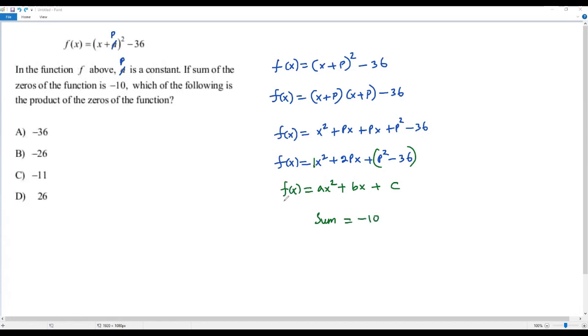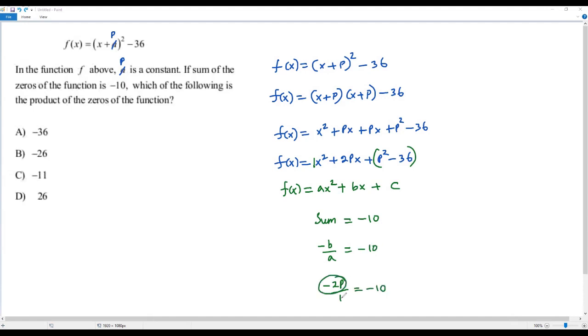When the quadratic function is in standard form, there is a formula to get the sum of the two zeros, that is −b over a. And we can write this one as it is. Here b is the coefficient of x and a is the coefficient of x². In our quadratic function, the coefficient of x is 2p, so we can plug in 2p for b. Then we get −2p. And the coefficient of x² is just 1, so we can plug in 1 for a. On the right side, we can write −10 as it is.